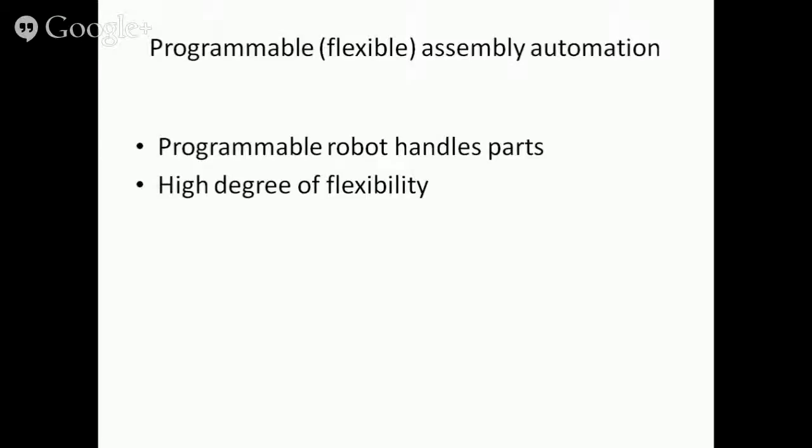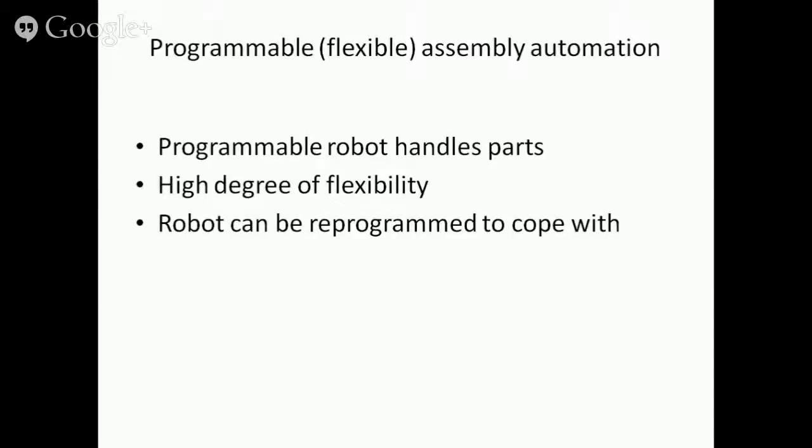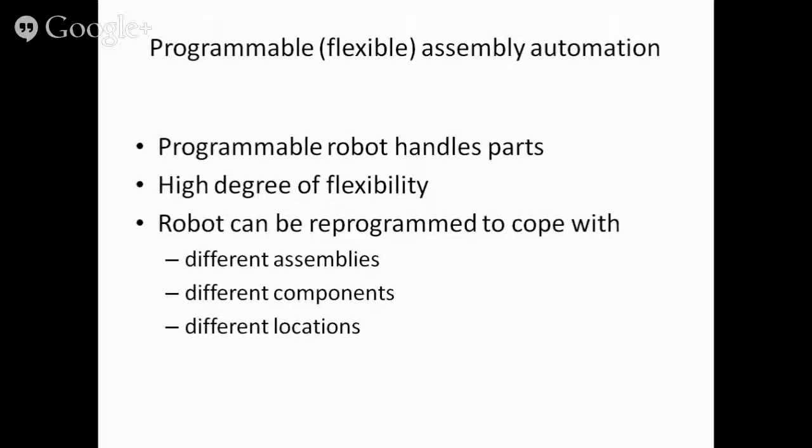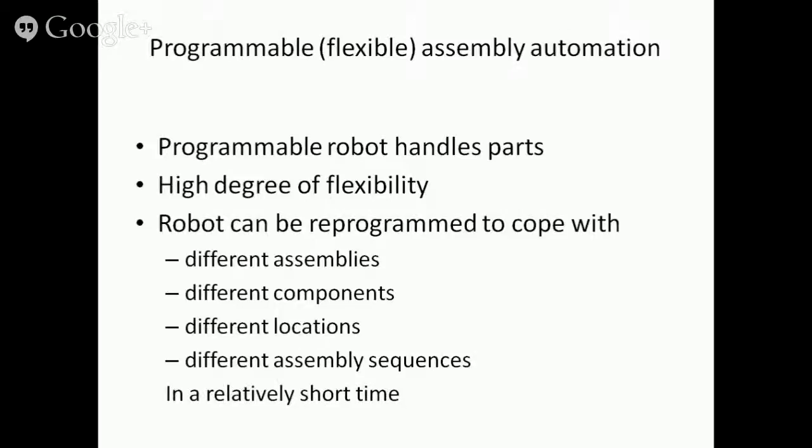Programmable or flexible assembly automation uses mostly programmable robots which handle the parts. This allows a high degree of flexibility because a robot can be reprogrammed to cope with different assemblies, different components, different locations, and different assembly sequences, and this in a relatively short time.